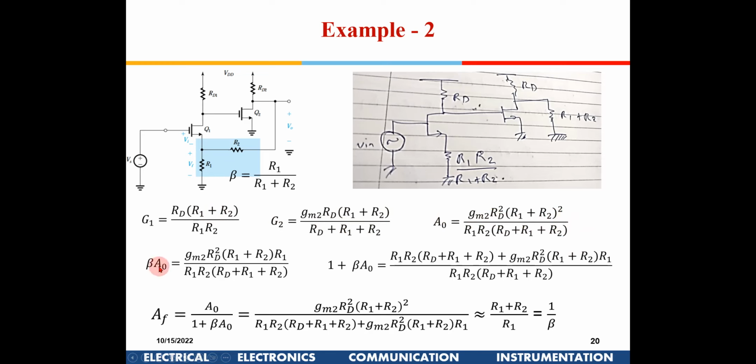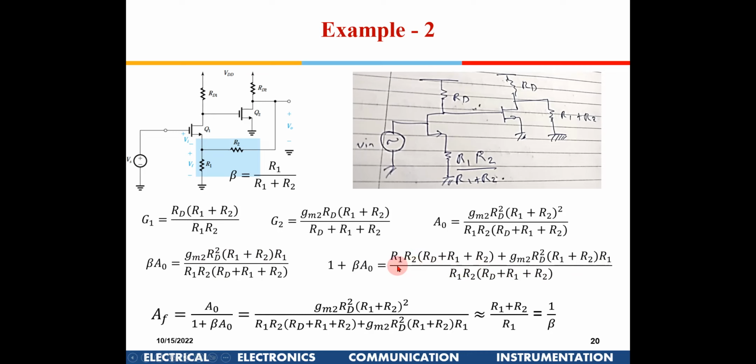Beta we already said is R1 divided by R1 plus R2. Sir, can you explain G2? G2 is gm RD parallel to RL, so gm RL, where RL is RD parallel to R1 plus R2. Okay, correct? Beta is R1 over R1 plus R2. So I write beta A0 and I'll get this particular term, 1 plus beta A0.